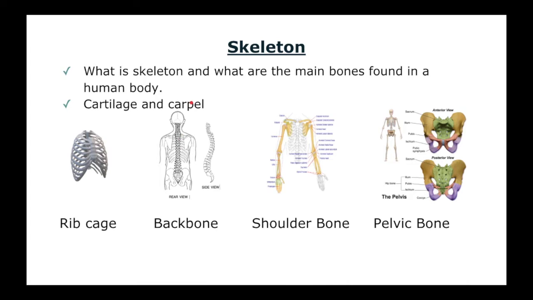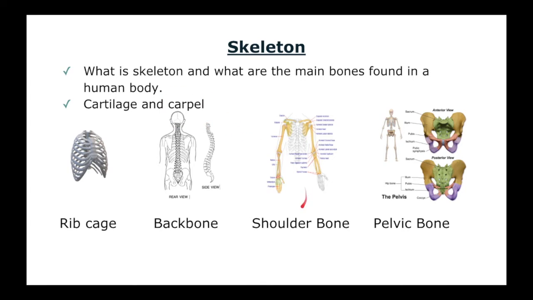What is cartilage? Cartilage is nothing but the tough tissue that you can feel in your earlobe. At the top of your earlobe, if you try to twist it, you can feel a tough tissue. It is not as hard as the bone or as soft as the muscle.